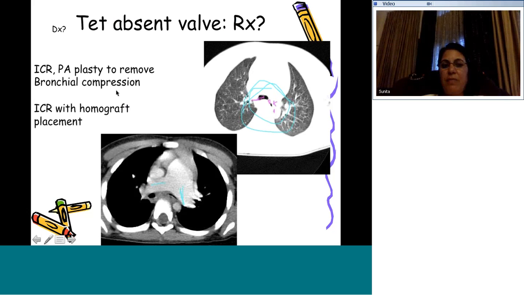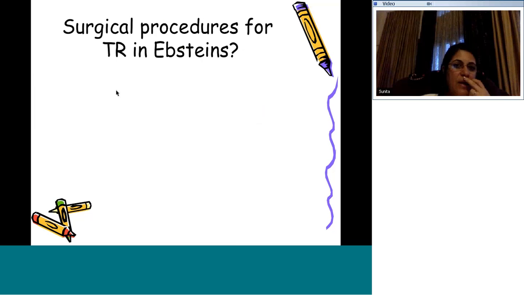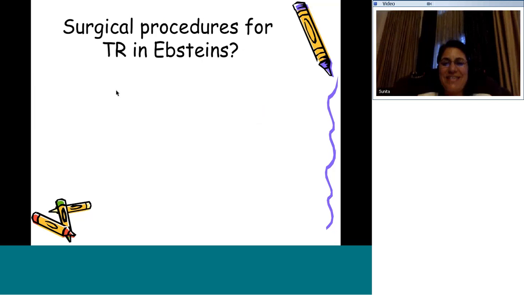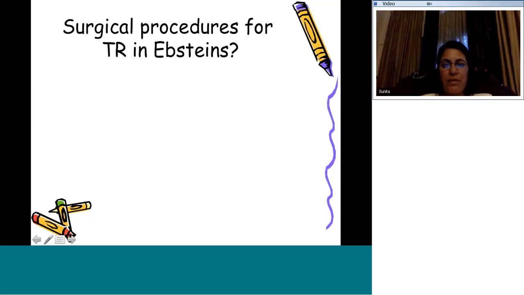So ICR with PA plasty to remove bronchial compression, ICR with homograft placement. These are the two options that you have. Now, we'll move on to Ebsteins. What is the surgical procedure for tricuspid regurgitation in Ebsteins?